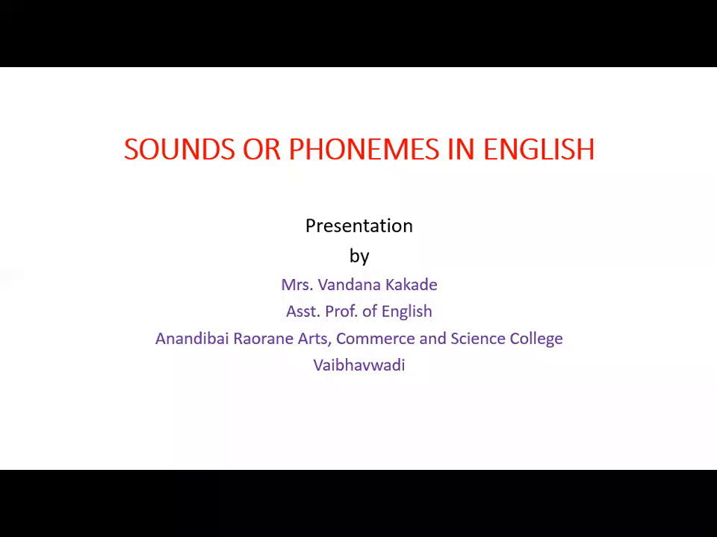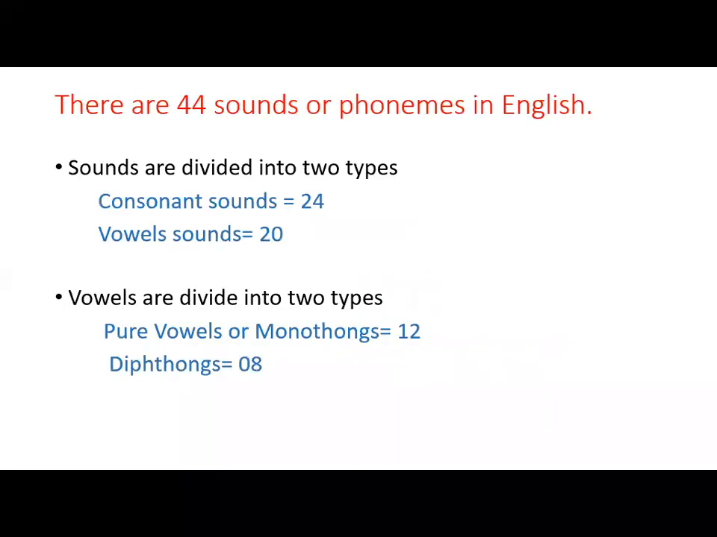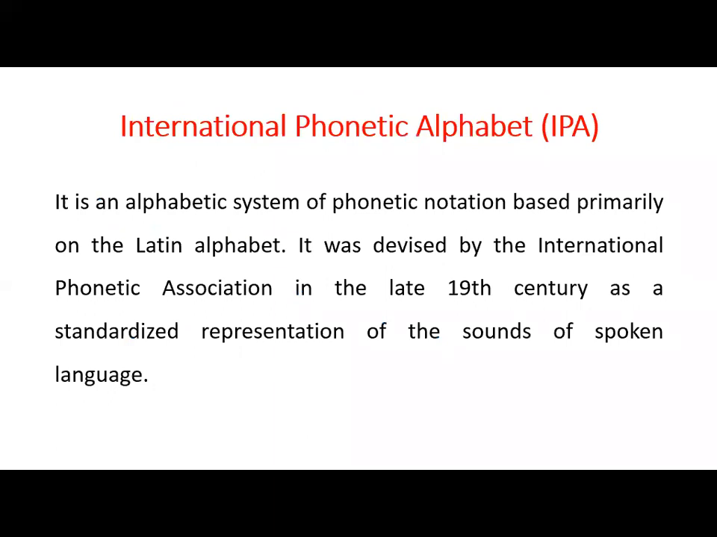Hello dear students. In this lecture, we are going to understand diphthongs. In the last two previous lectures, we have learnt about consonant sounds and vowel sounds. And as you all know, there are 44 sounds. Among them, consonant sounds are 24 and vowel sounds 20. And vowel sounds are divided into pure vowels and diphthongs. In the last lecture, we have understood 12 pure vowels, and in this lecture, we are going to learn diphthongs particularly.